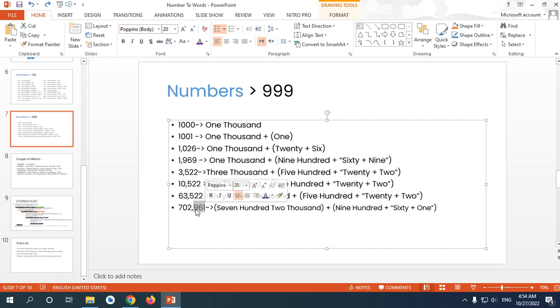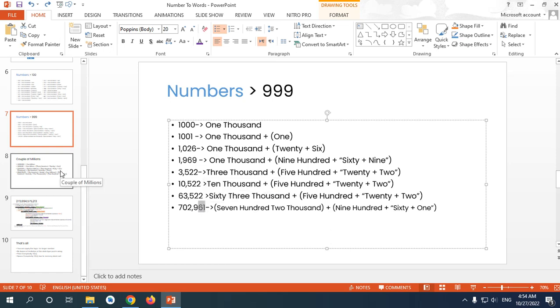Now we have another 3 digits, which is 961. How can we calculate it? We take the 9, and there are 2 digits next to it, so it's 900, and this 61 is greater than 20, so the tens of 61 is 60 plus 1, which is the remaining.